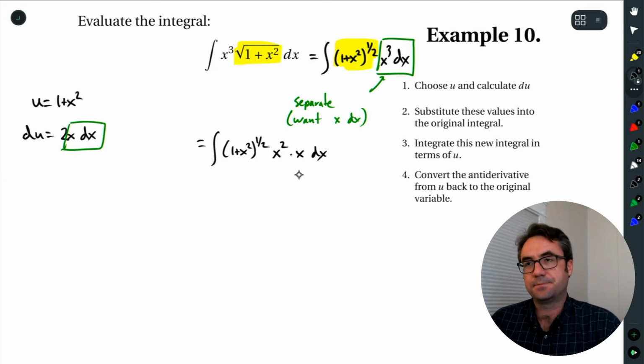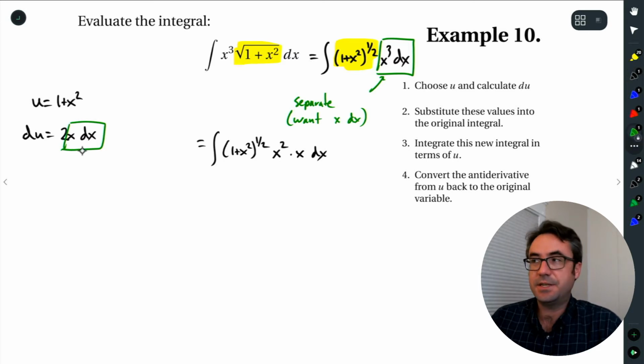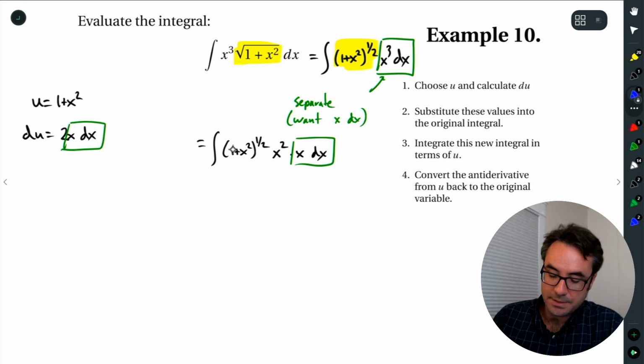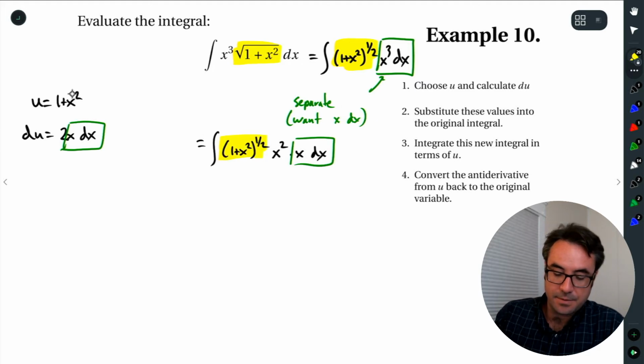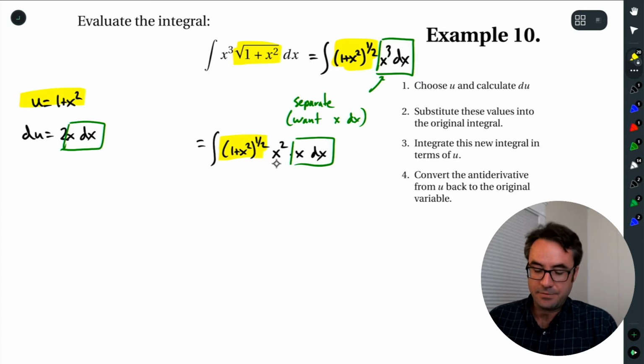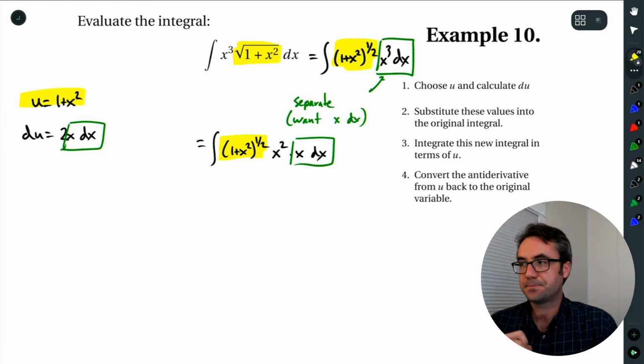Okay. So the question is, we have an x dx here, and we have an x dx here. That's good. We have a 1 plus x squared here, and that's how we chose u. So that's good. The question is, we have this x squared right here in the middle that is not spoken for at the moment. So we have to figure out what we can do with this x squared term.